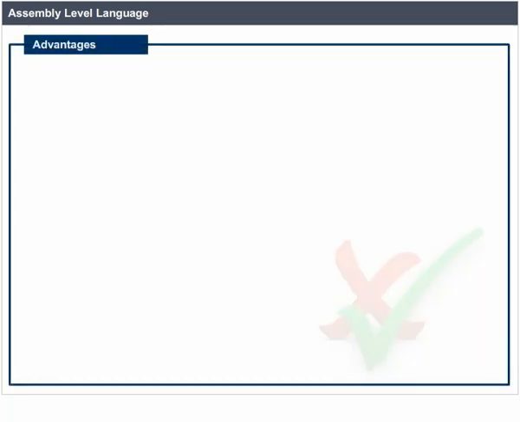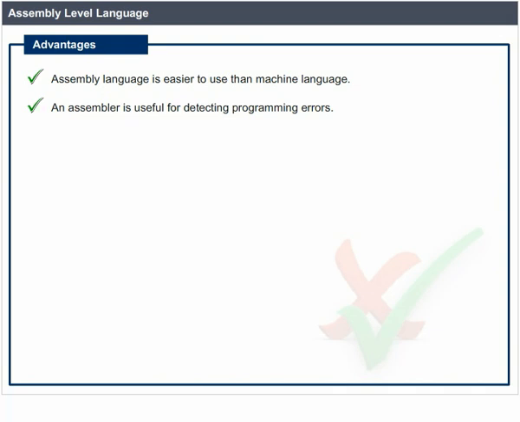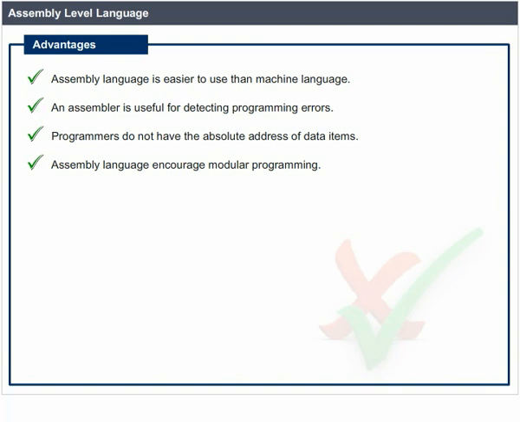Advantages: assembly language is easier to use than machine language. An assembler is useful for detecting programming errors. Programmers do not have to know the absolute address of data items. Assembly language encourages modular programming.